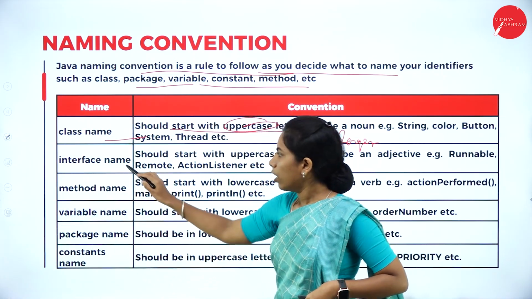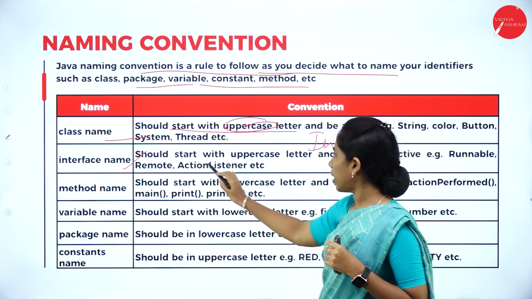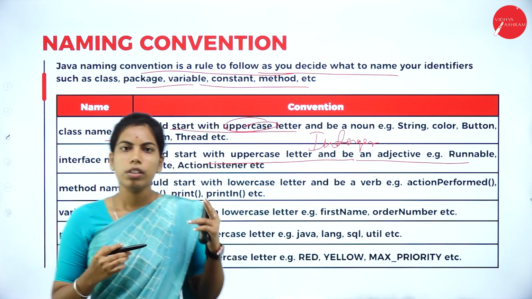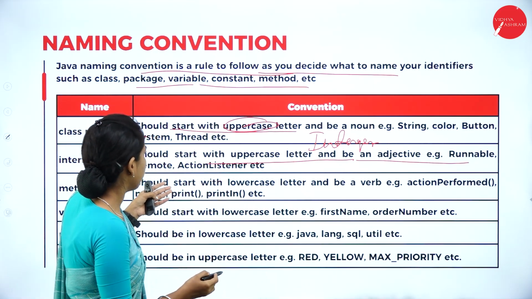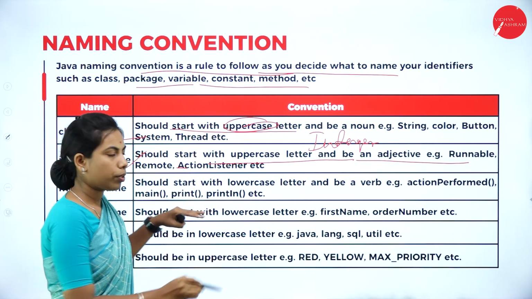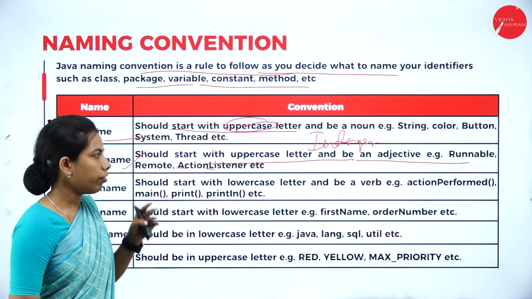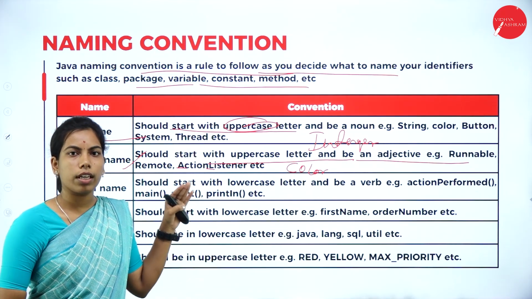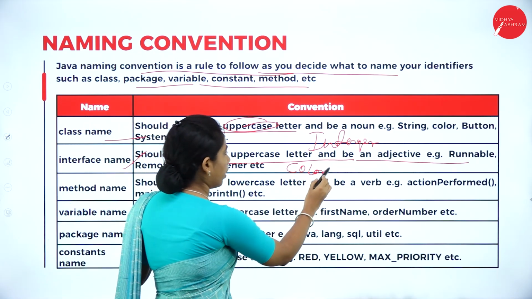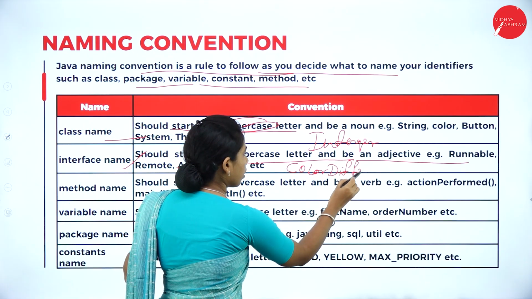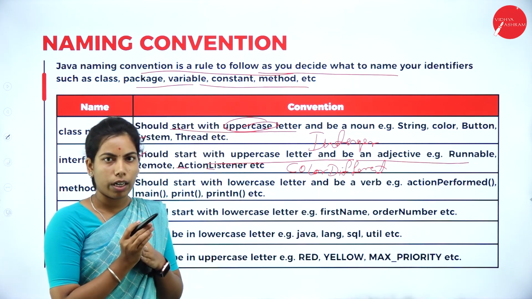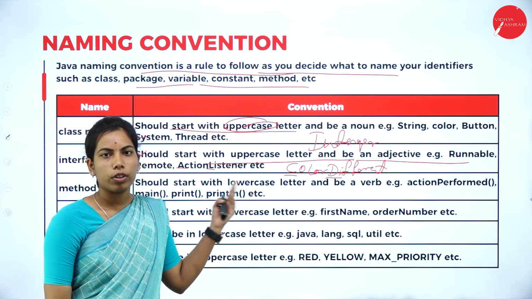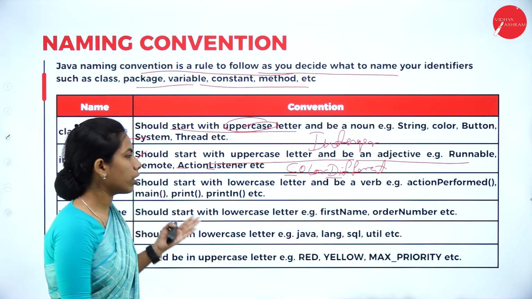And come to the next one, interface name. Interface name should start with an uppercase letter and can be an adjective. If any two names are included in the interface, we give the first word an uppercase letter and the second one also uppercase. For example, Color is only an interface name, but we have to give an uppercase letter. Like ColorDifference: if a name contains two words, we combine them into one word and use a capital letter at the start of both words. This is how you give the interface name.